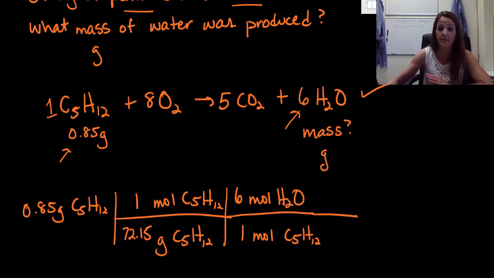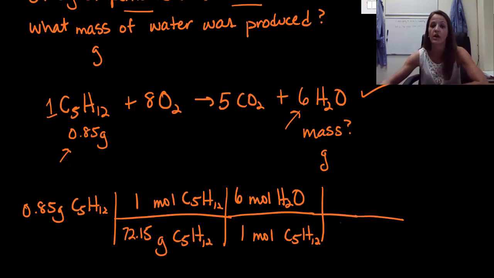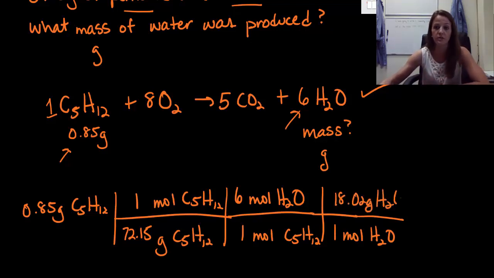Now, we cannot stop here. They didn't ask for moles of water. We asked for grams or mass of water. So we can go from here. For every 1 mole of water, we know we have about, I think it's 18.02 grams of water. We just use the molar mass again.